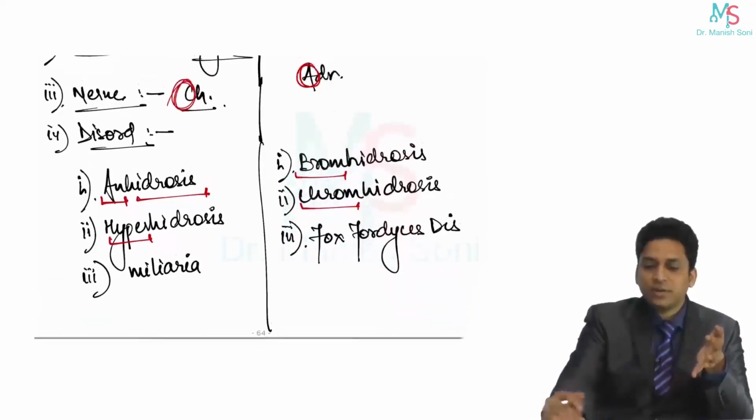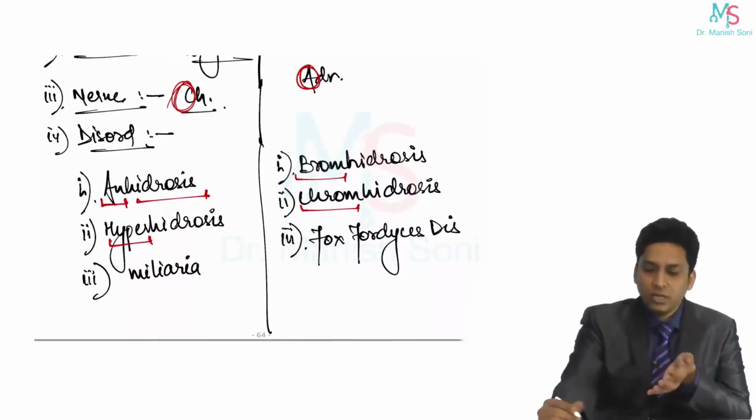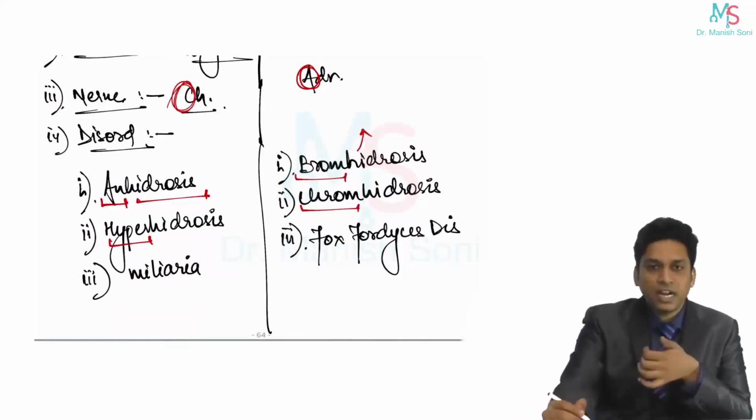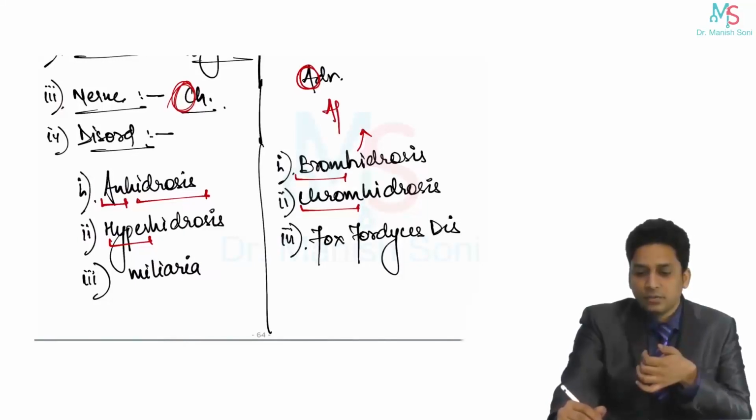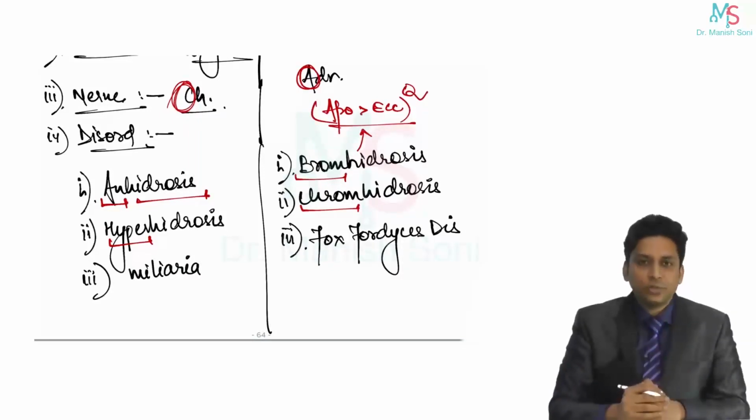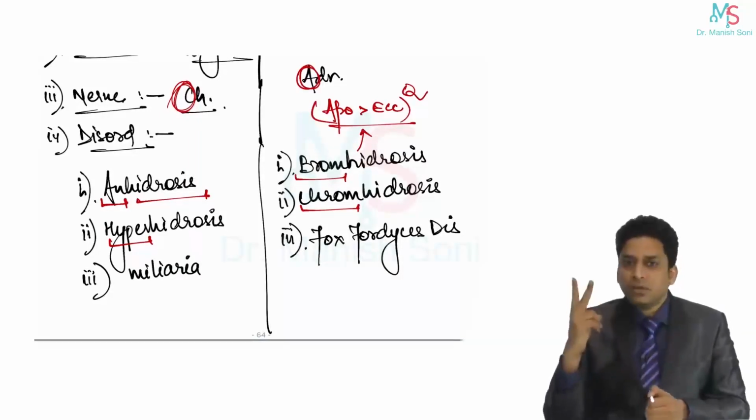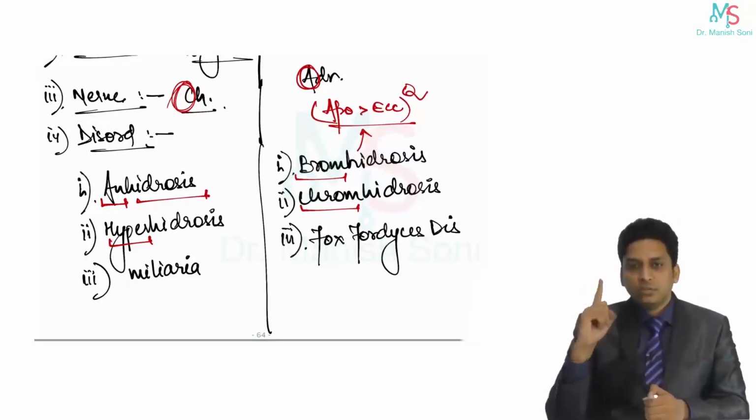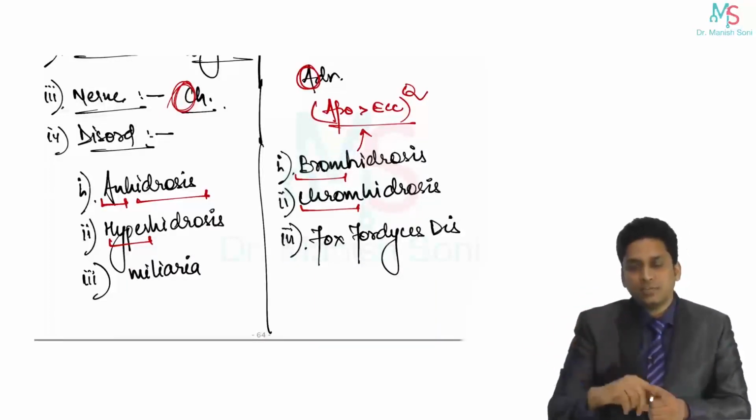Now this foul smelling sweating is generally due to bacterial infection. So it can occur in both the sweat glands, but generally it is apocrine. So apocrine more than eccrine. Remember this fact because this question was asked in PGI and both were the correct choices. So in PGI you can mark both the answers, but if you need to choose one, apocrine more than eccrine. So mark apocrine.